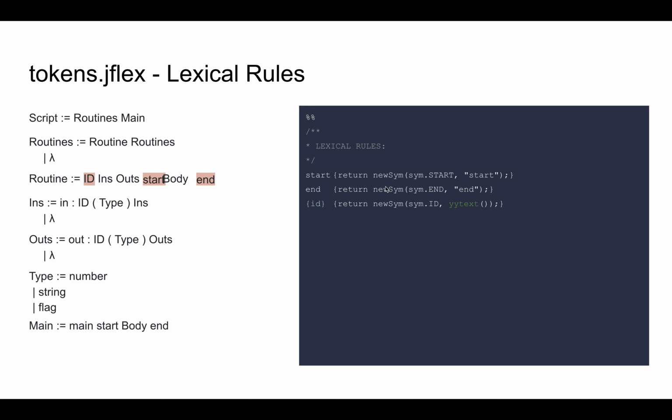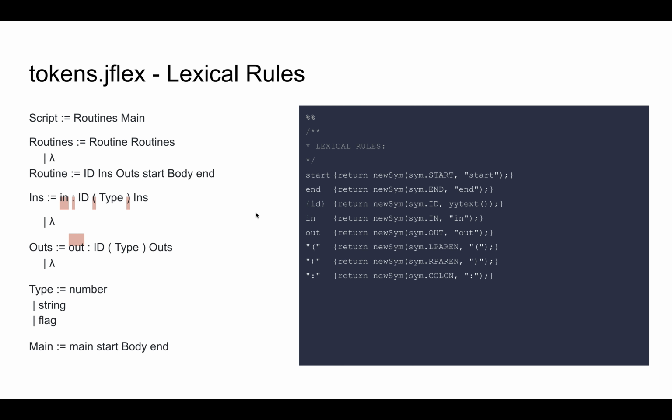So for the start and end, our scanner just reads it in as it is. So here we're gonna use the constructors that we mentioned before. The new symbol constructor takes in two parameters. The first one is the symbol ID, which you give the name for it. And then the next parameter is the value of this symbol. So for start and end it is what it is. But for the ID, we use the yytext to read in the ID.